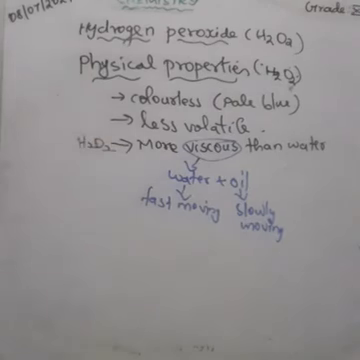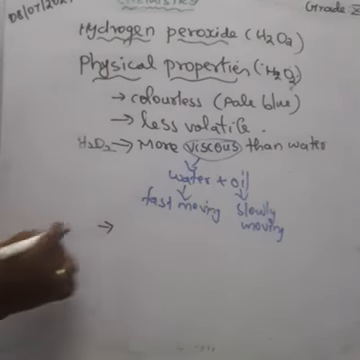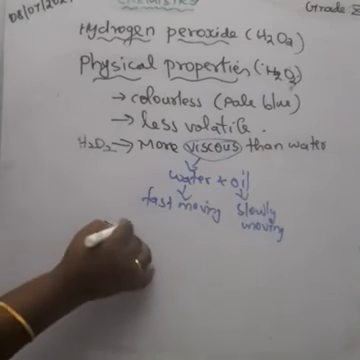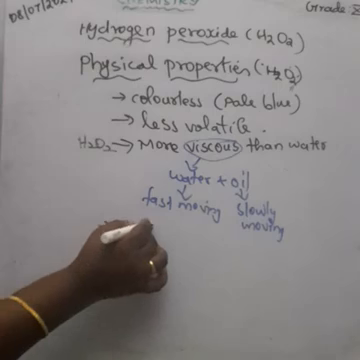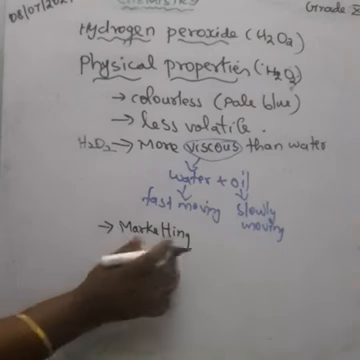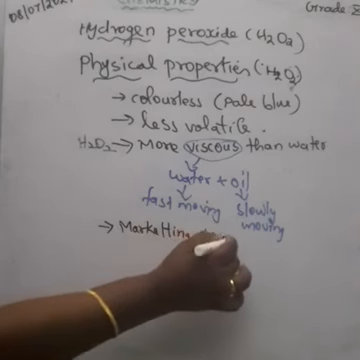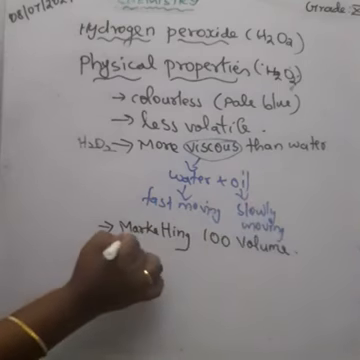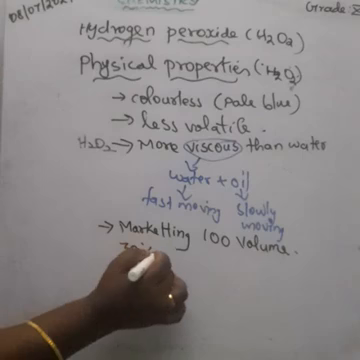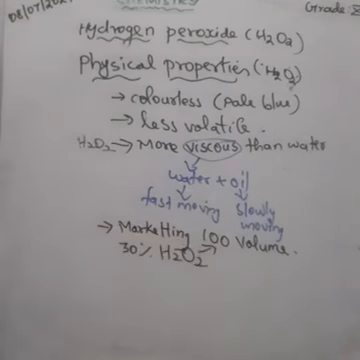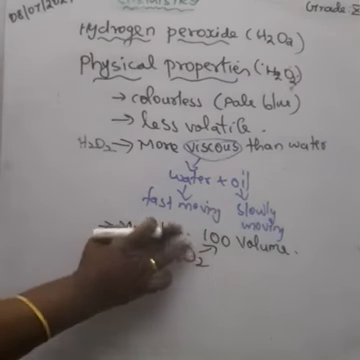Okay. And what is another physical property? When we are selling hydrogen peroxide in the chemical market, it is sold as 100 volume, but only a 30% solution of hydrogen peroxide is there. Only a 30% hydrogen peroxide solution is marketed as 100 volume hydrogen peroxide.